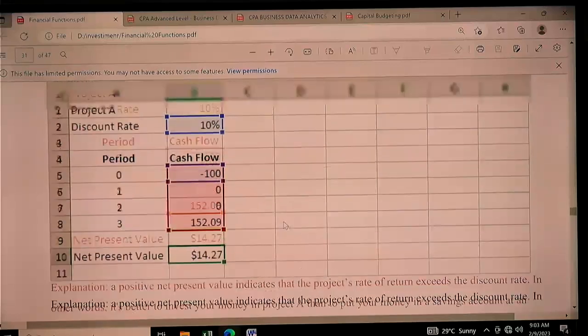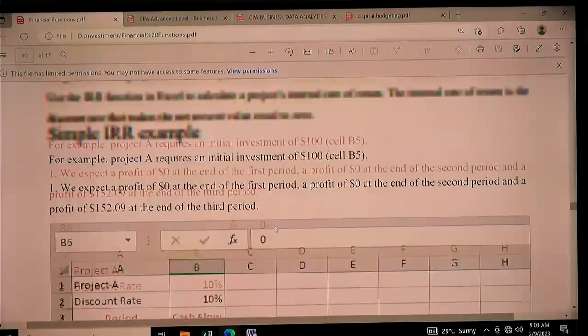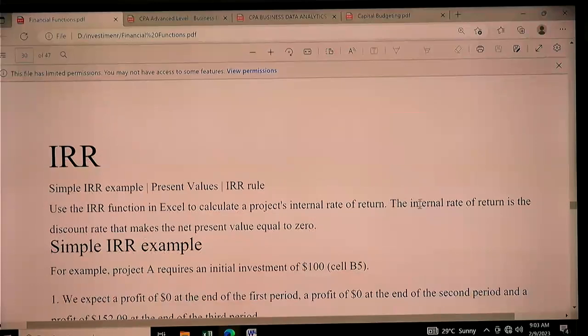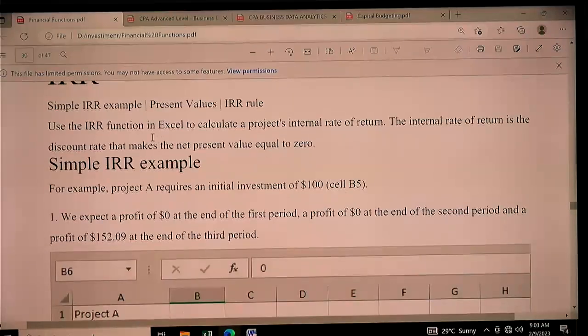So you have seen that, you can repeat that again, that the internal rate of return is the discount rate that makes the net present value equal to 0. I hope that is something you can understand what it means. So in our next lesson, we are going to check more details on that.